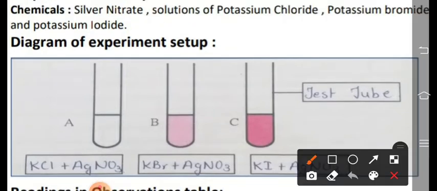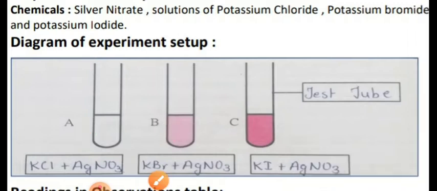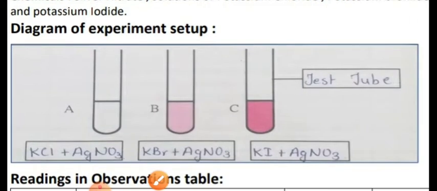three test tubes: test tube A, test tube B and test tube C. In each test tube we are taking silver nitrate in common, and for test tube 1 potassium chloride is there, for test tube 2 potassium bromide, and for test tube 3, which is C, potassium iodide is there. So in this diagram you can see it very clearly.